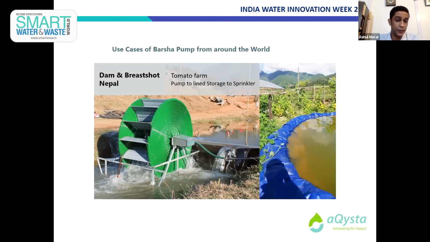Again, this is another picture from Nepal where we have slightly modified the conditions of the pump to make it more efficient. As you see, we've built a dam, and this is what we call a breastshot, where the water then falls from a height. So on top of kinetic energy, it has some potential energy as well. So the pump runs more efficiently for really slow-moving rivers or streams, which can be manipulated manually by people around. This is an option to increase efficiency.